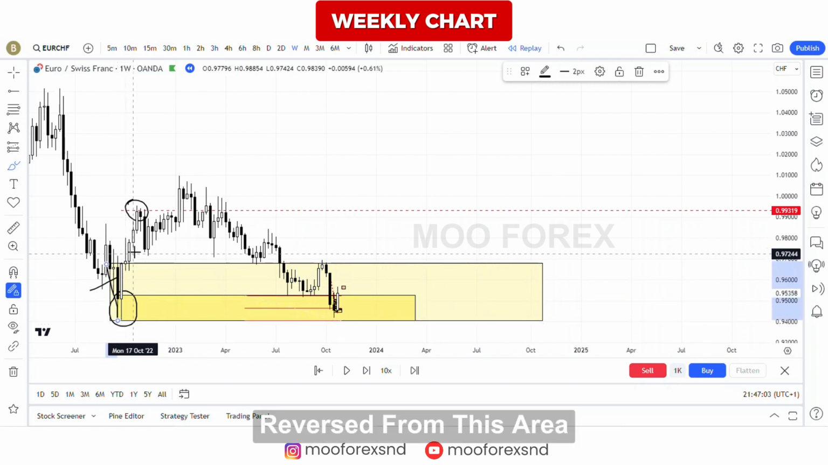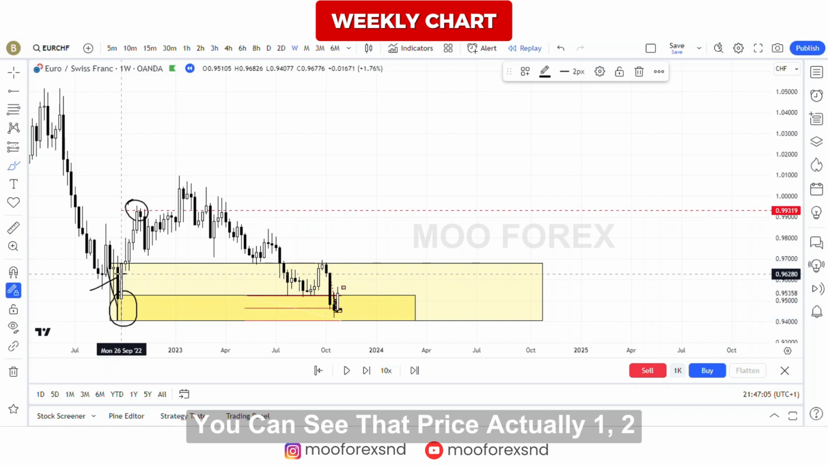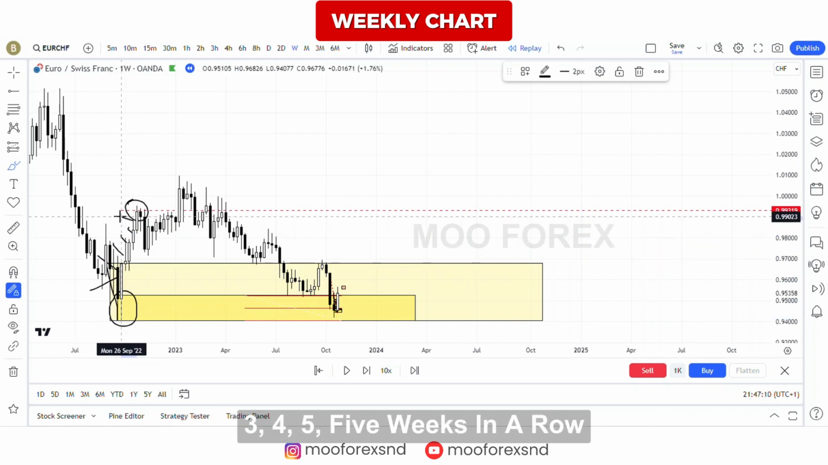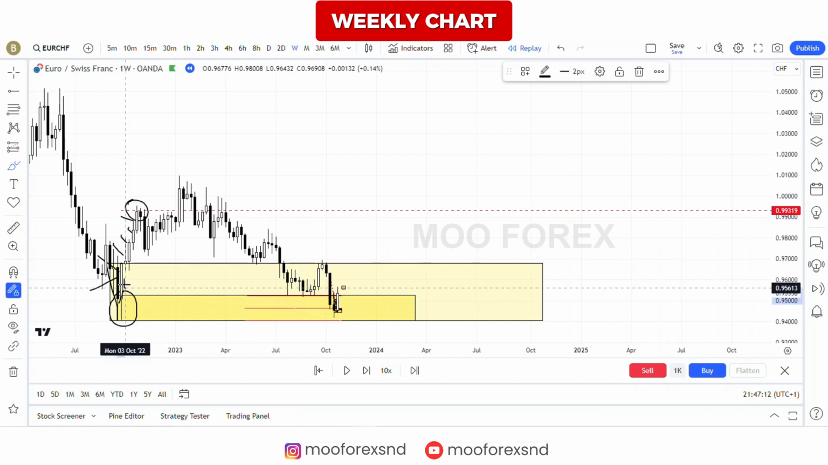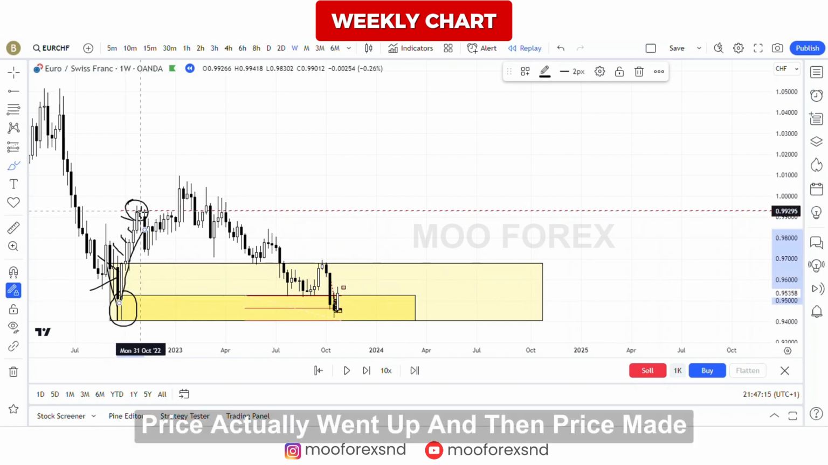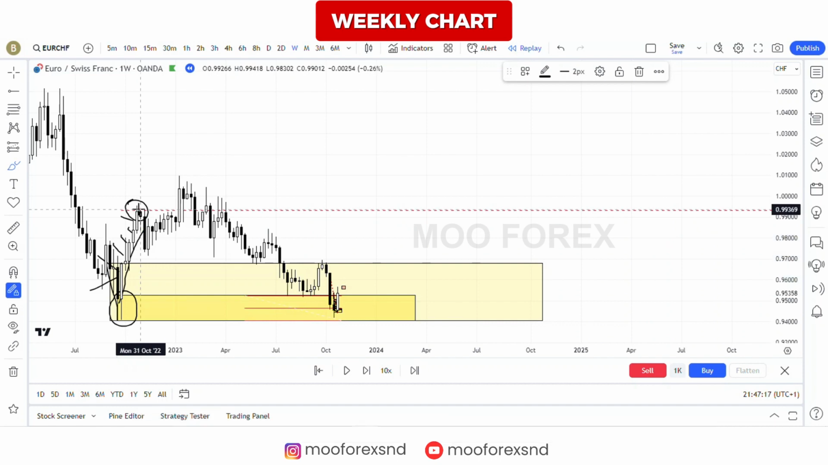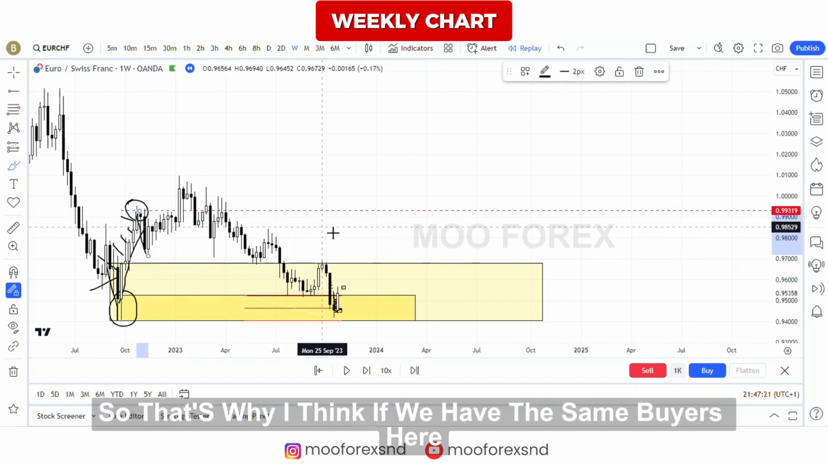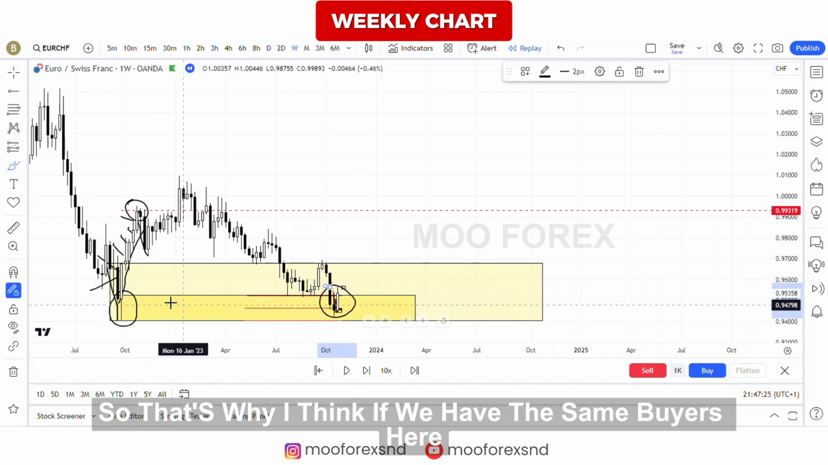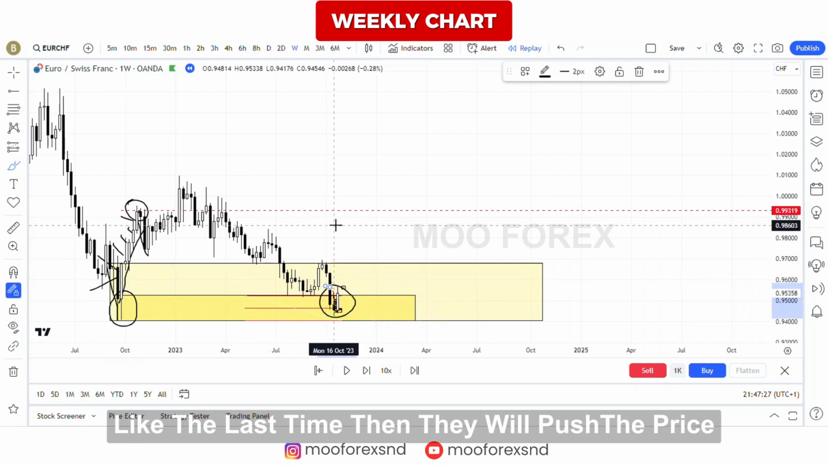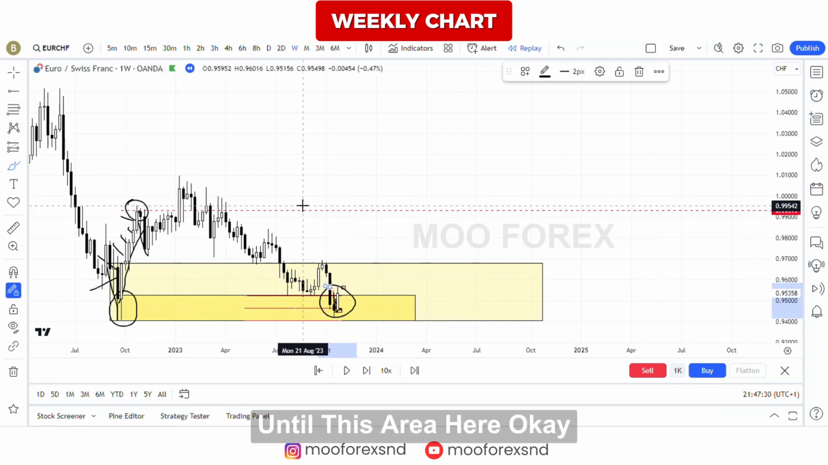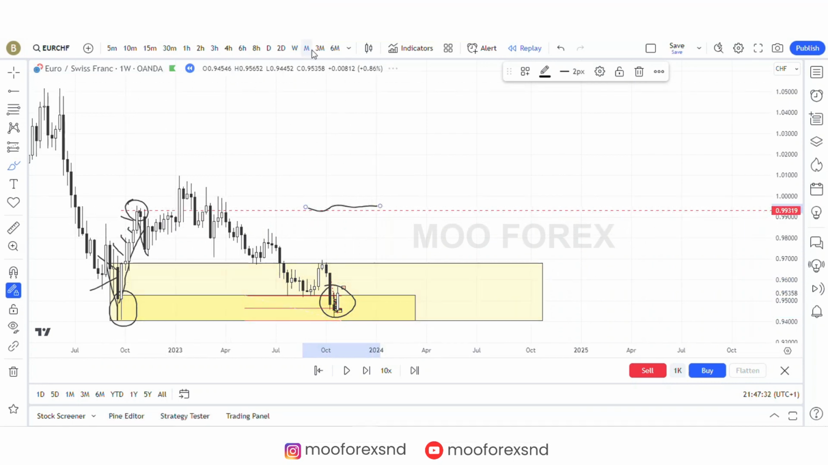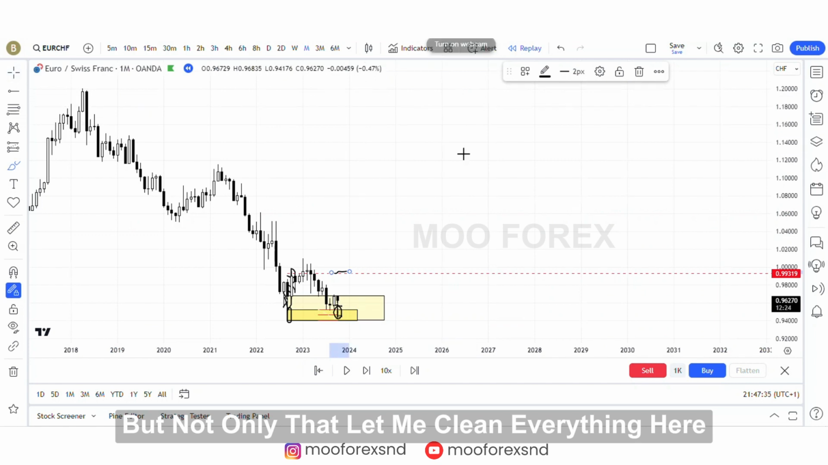reversed from this area, you can see that price went up 1, 2, 3, 4, 5 weeks in a row, and then price made a consolidation. So that's why I think if we have the same buyers here like the last time, then they will push the price until this area here.